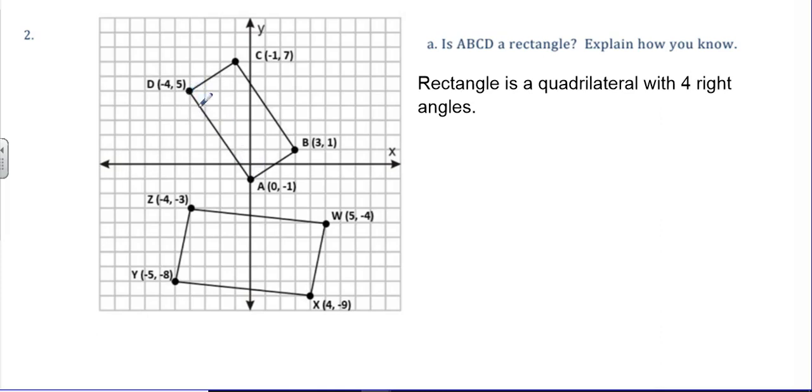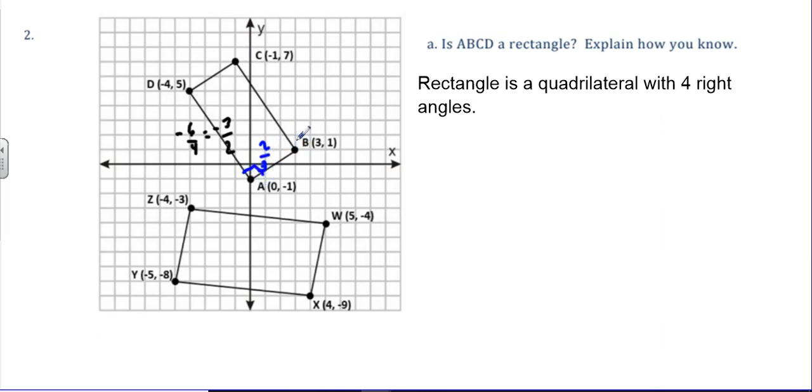So let's find the slope of each of the sides. From D to A, I'll go down 1, 2, 3, 4, 5, 6, and then over 1, 2, 3, 4. So the slope here is negative 6 over 4, which simplifies to negative 3 over 2. The slope from A to B, we go up 2 and over 3. When I compare segment DA to segment AB, I do have perpendicular segments, so I have a right angle. All right, let's check the others.